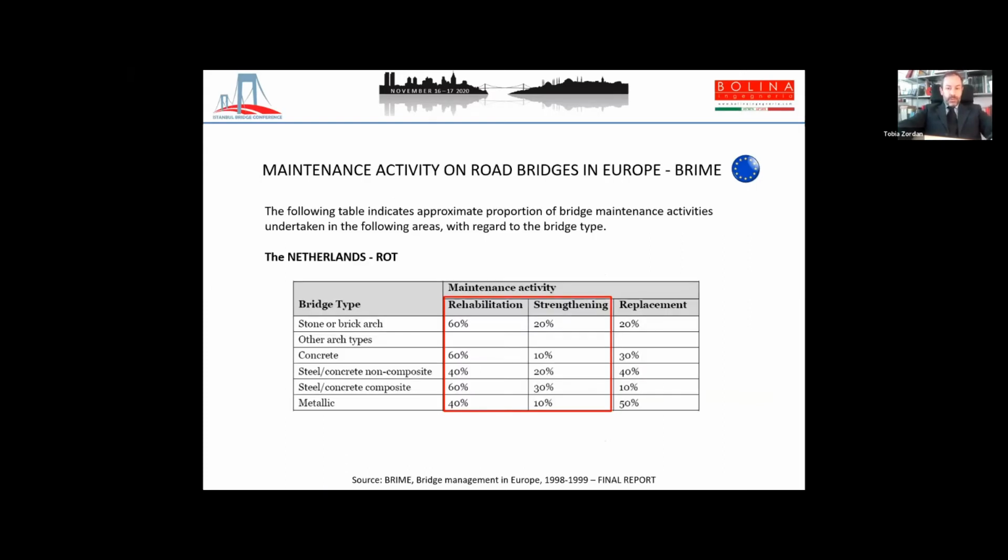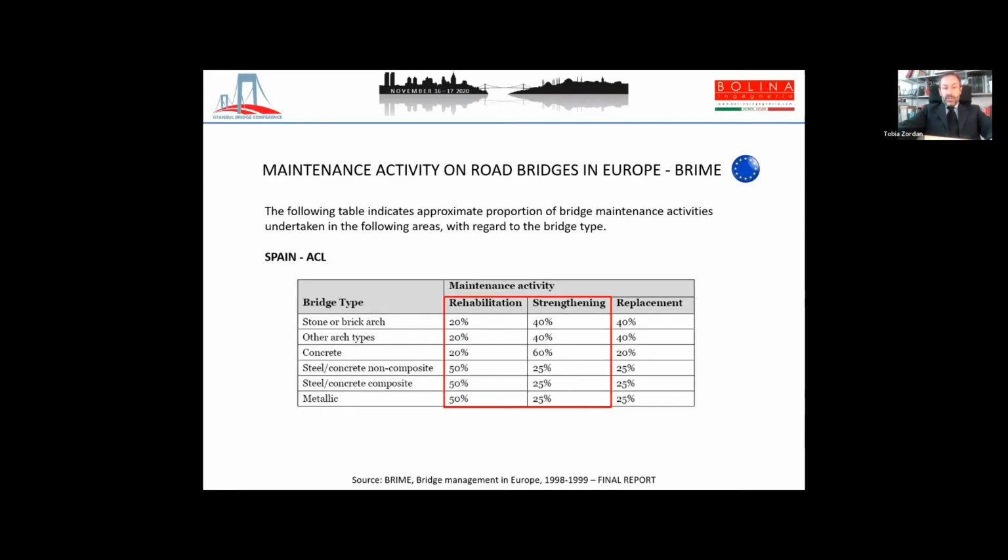What is the strategy of European countries? Different countries have different strategies, of course, but in general, we proceed by rehabilitating and strengthening the existing bridges. Just a few countries are facing this problem by replacing the bridges that are exceeding the lifespan and that are in need of maintenance. You see here some data from the Netherlands, but if you go to Spain, you see the approach is pretty much the same. So replacement is indicated in a small minority of existing bridges.